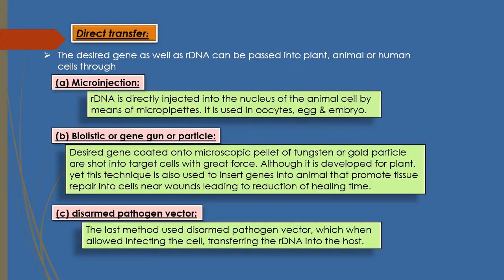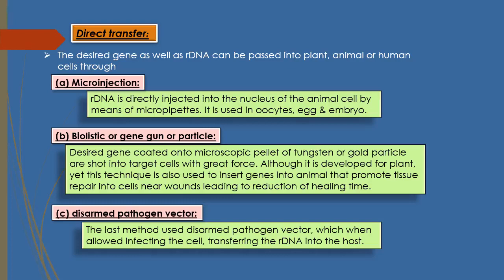First come to microinjection. In this procedure, the recombinant DNA can be directly injected into the nucleus of the animal cell, and this can be injected with the help of a micropipette, and this method is mainly used in oocyte, egg and embryo.